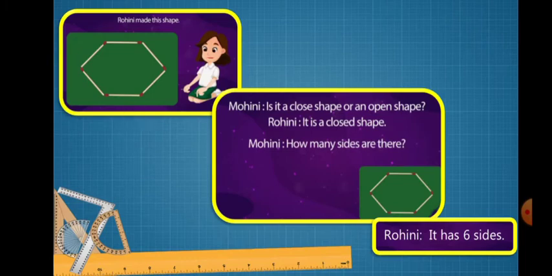Rohini made this shape. Mohini asked, "Is it a closed shape or an open shape?" Rohini answered, "It is a closed shape." Again Mohini asked, "How many sides are there?" Rohini answered, "It has 6 sides."